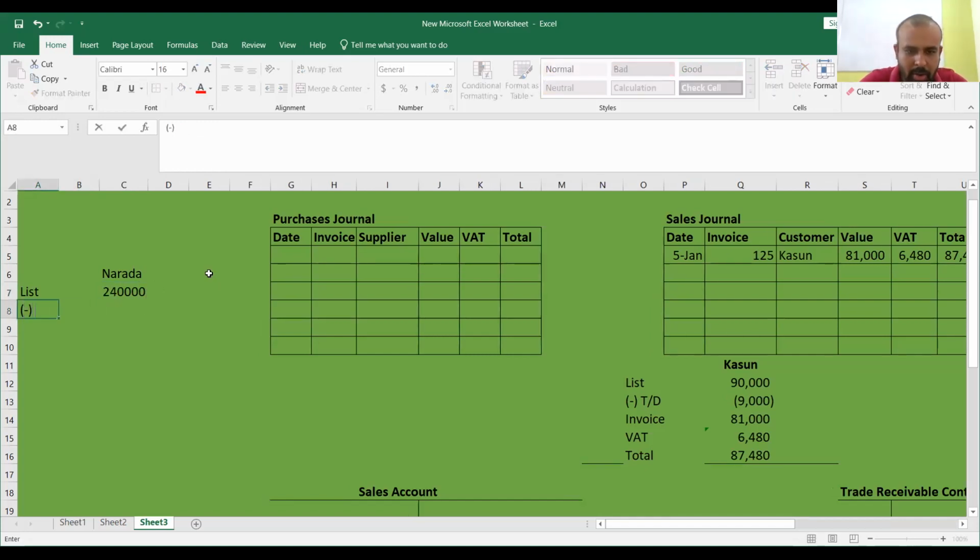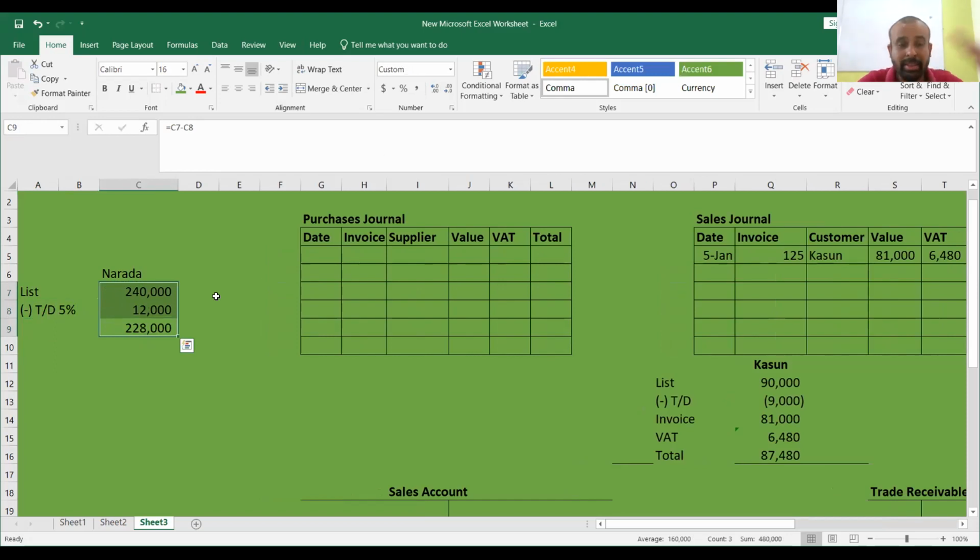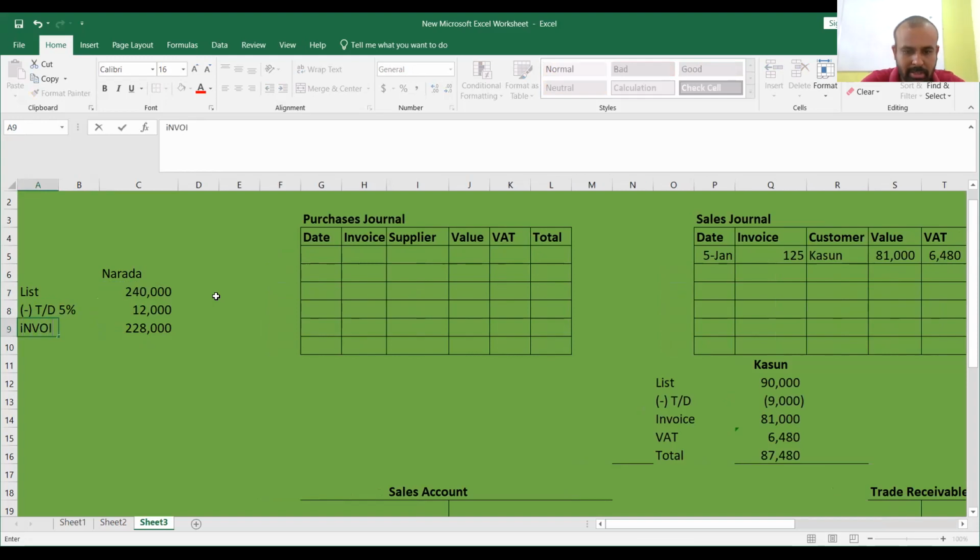We need to reduce a 5% trade discount. Trade discount of 5%. 5% of 240,000 is 12,000. Right? Then this minus this, it's 228,000. This is the purchase price, right? This is the invoice price. Okay. This is your invoice price, that is 228,000. That is what we must record.